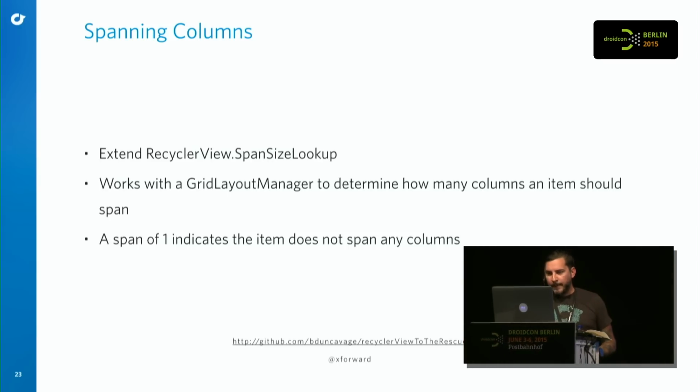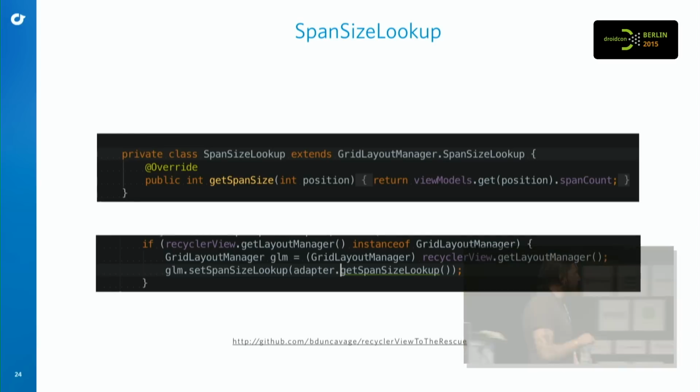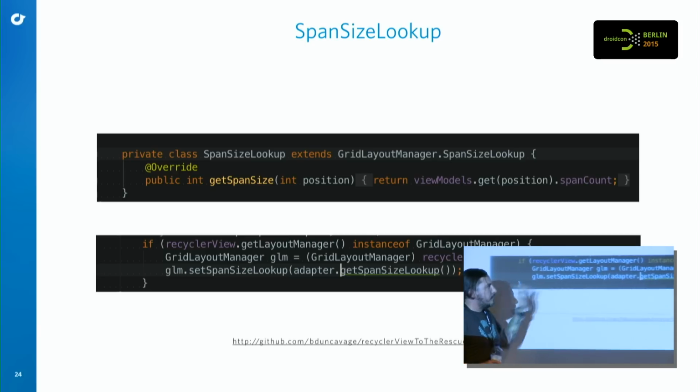So here's an example. In my adapter, I just made an implementation of the SpanSizeLookup. I put it in the adapter because it's going to ask, for this position, what's the span size, and since the adapter knows about the data it's putting into the view, it seems like a good place to put it. And then here, check your layout manager instance. If it's a GridLayoutManager, then set the span size lookup, get it out of your adapter, just set that, and then you're done.